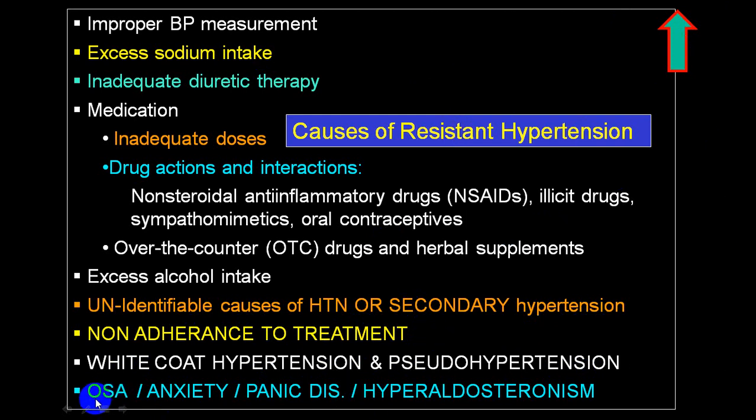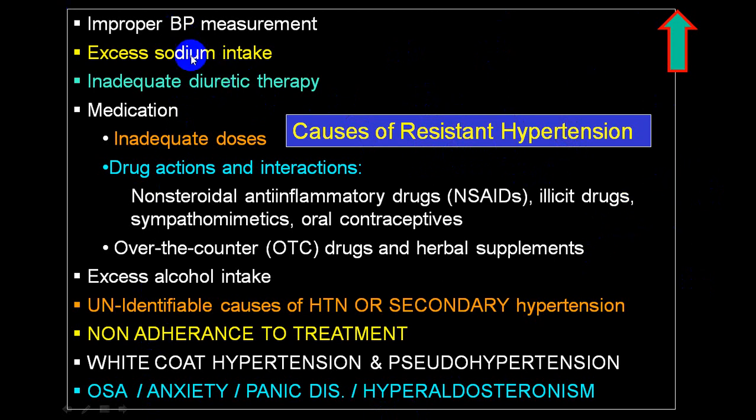Another very common group is OSA, obstructive sleep apnea, panic disorders, hyperaldosteronism, anxiety. All this can add up into resistant hypertension. So try to rule out this and then only add the additional drug. So whenever you come across a person in whom you have given 3 drugs, one of them is a diuretic, and still blood pressure is not under control, you try to rule out all these conditions and then only add a 4th drug. And keep that in mind.